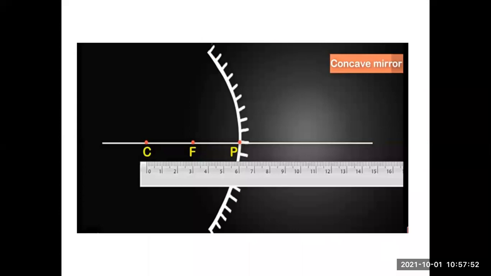Now, how to draw these concave mirrors? What you have to do is draw just a single line first. After that, when you plot the point C, place the zero of the scale at the point C. You can see that the distance CF and FP is the same, that is 3 centimeter and 3 centimeter.